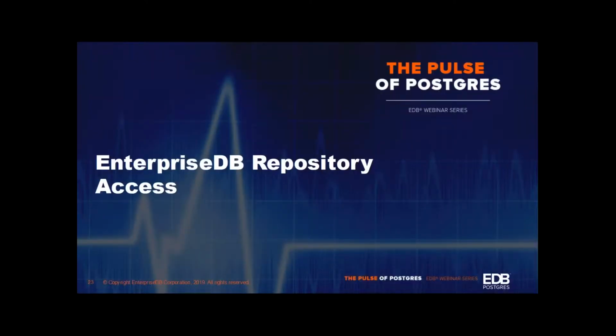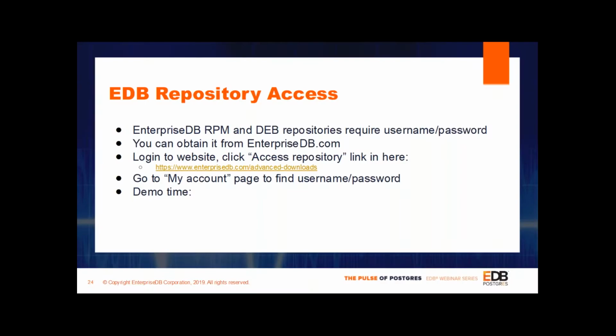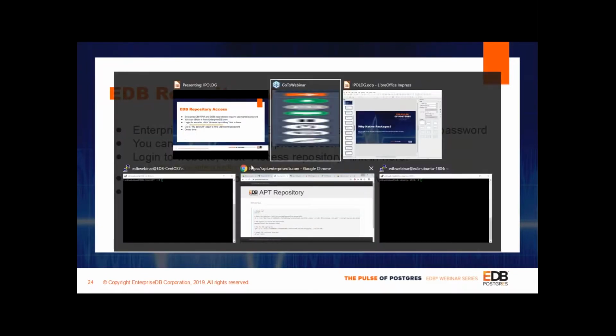In order to install Advanced Server RPMs, you have to have repository access, which means you need a username and password. So before we go there, I'm going to give you some quick information about what needs to be done. Both EDB RPMs and Debian repositories require a valid username and password, and you can obtain it from enterprisedb.com online, which we will do right now. You'll just need to log in and click a link, and then you will have a username and password. So I'm going to show you.